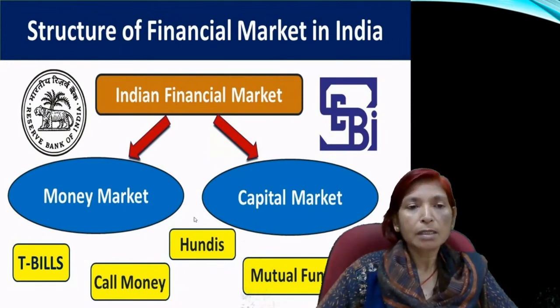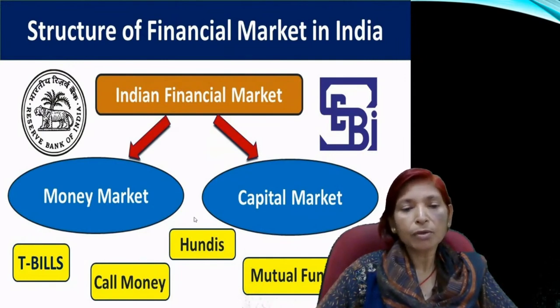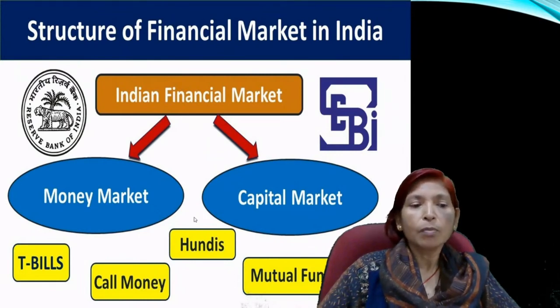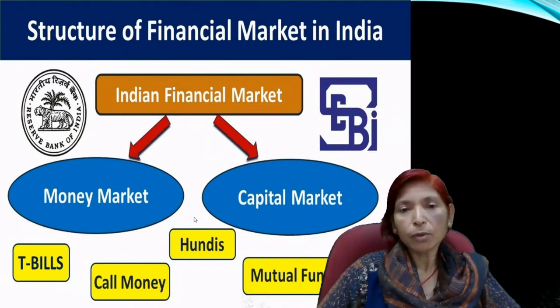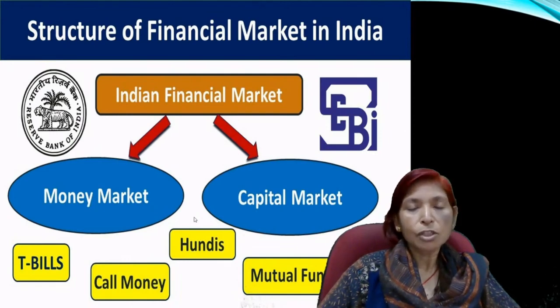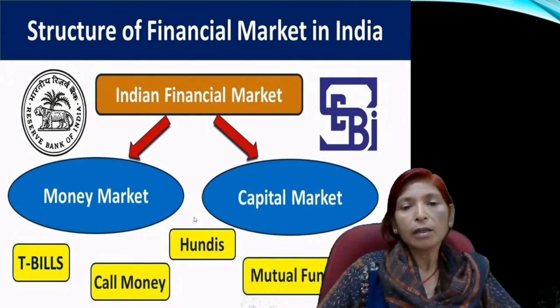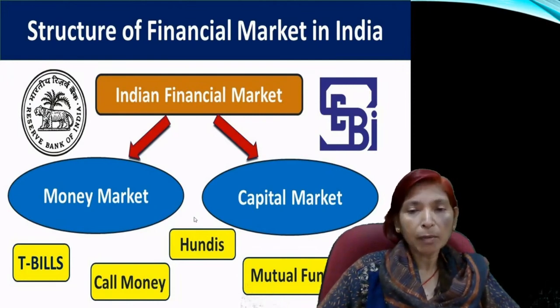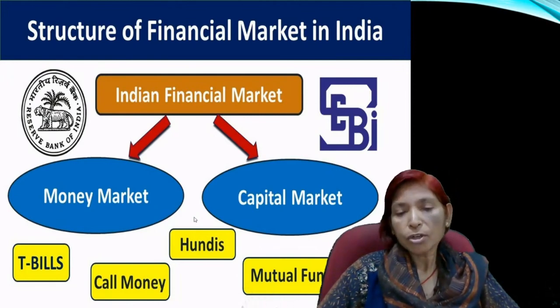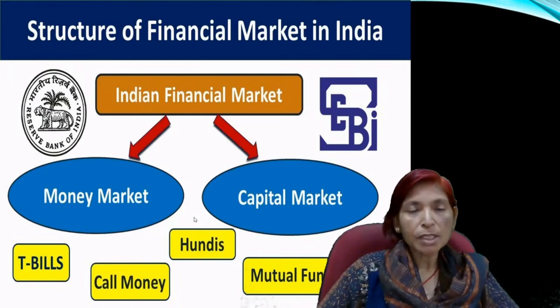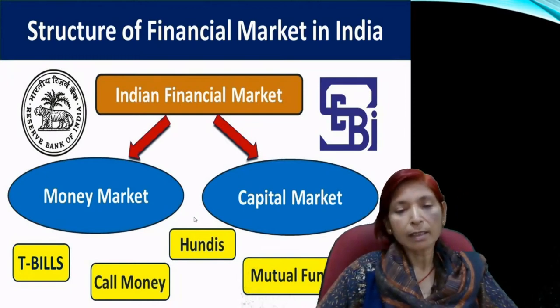So the money market plays a very important role, and the capital market also plays a very important role, because both markets are needed in the Indian financial market system, since both markets play different roles. One is giving us shorter time period funds and the other is giving us longer time period funds. Those who need money for the long time period will take it from the capital market, and those who need money for a short time period will take it from the money market. So this is the structure of financial markets in India.